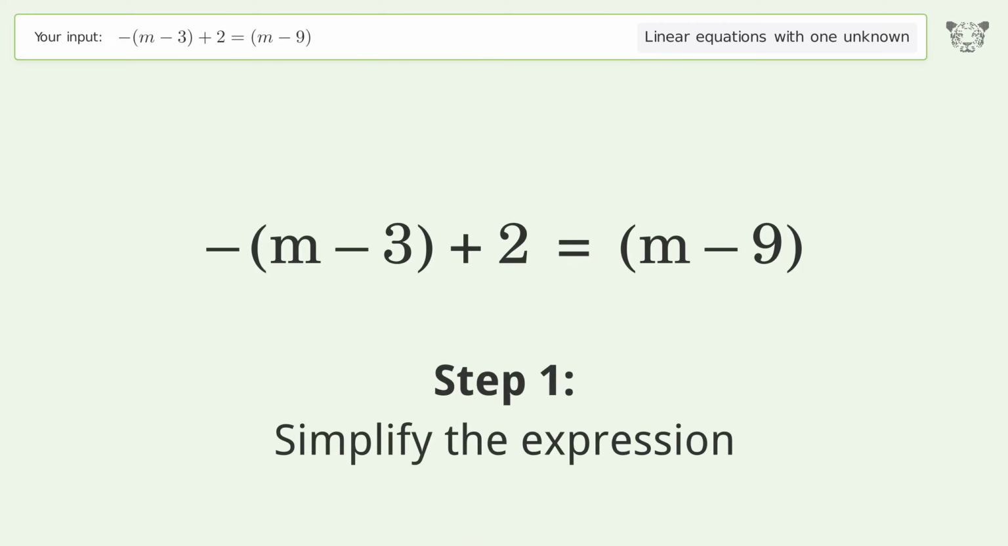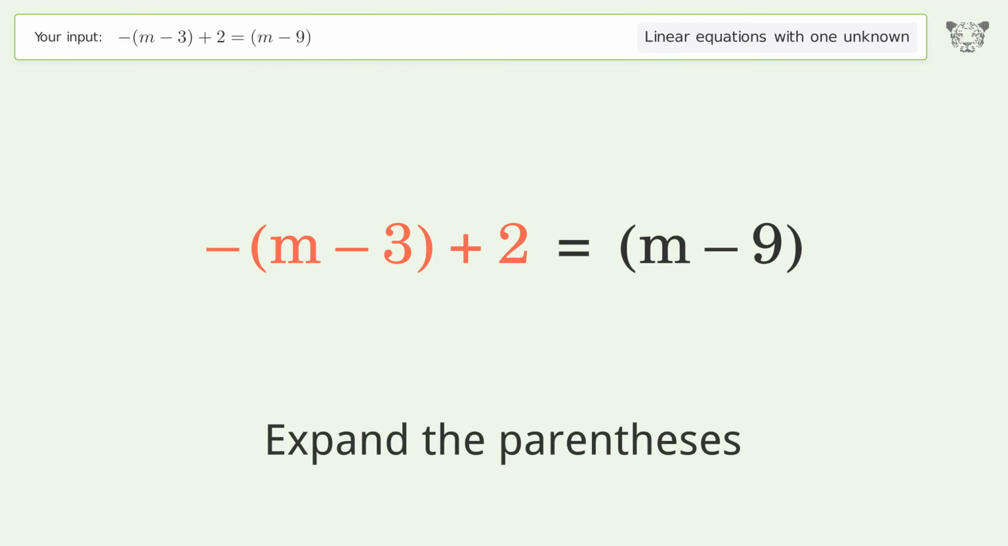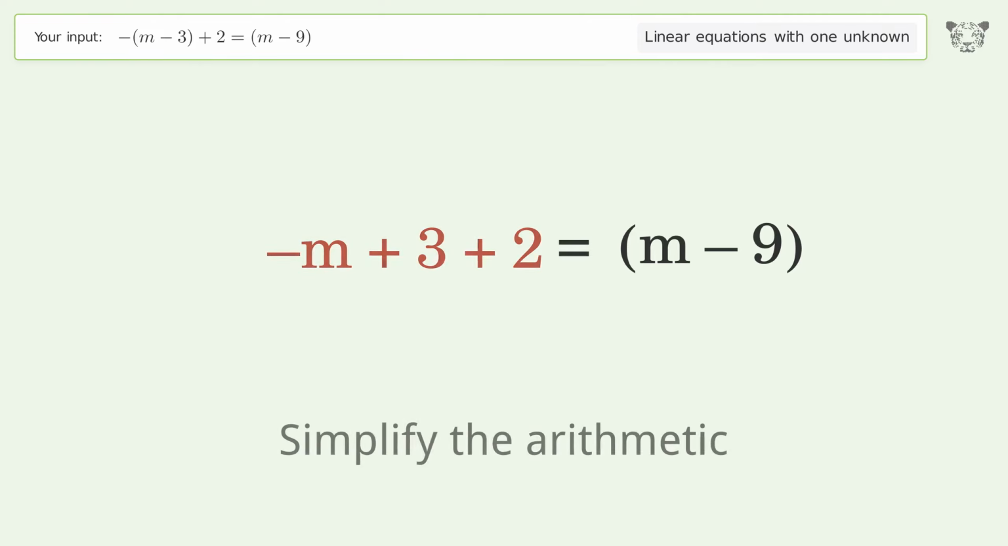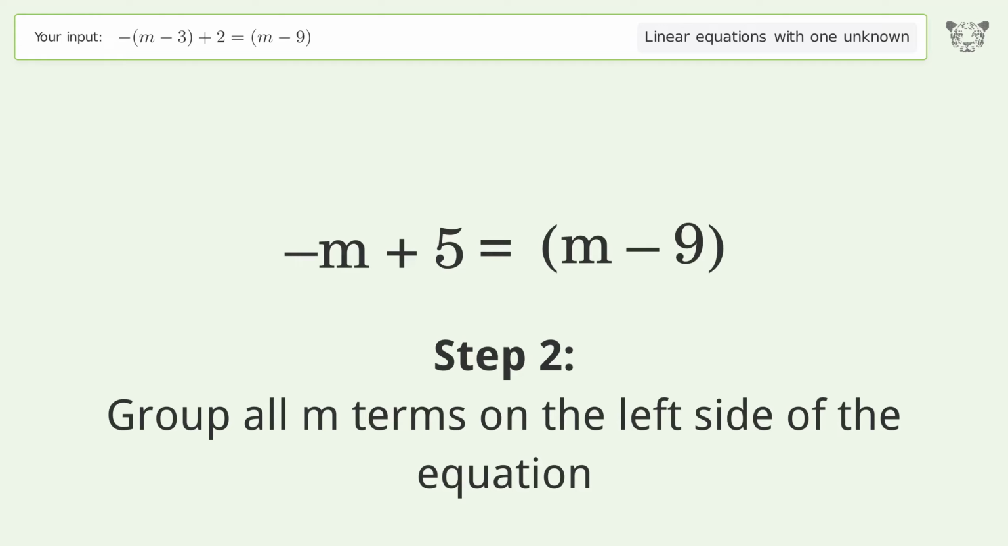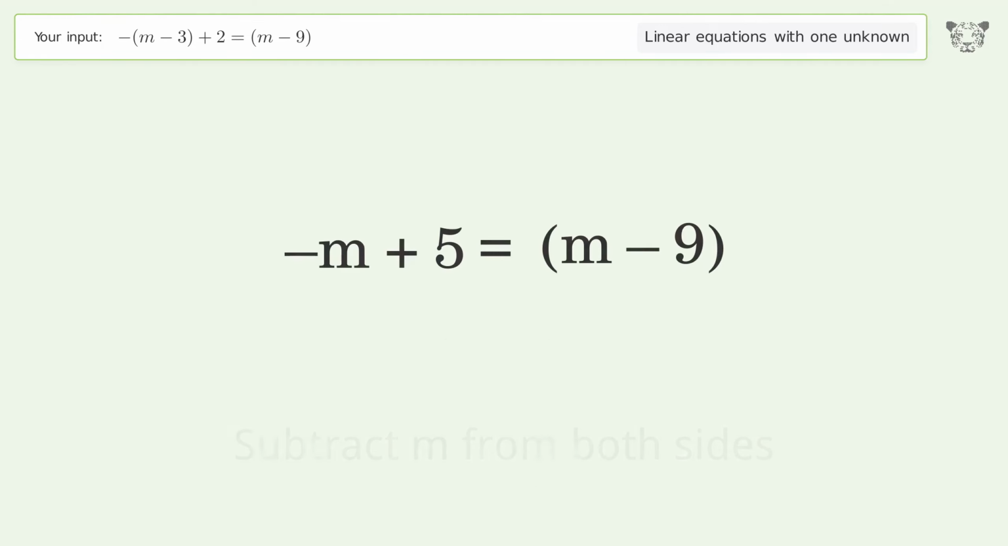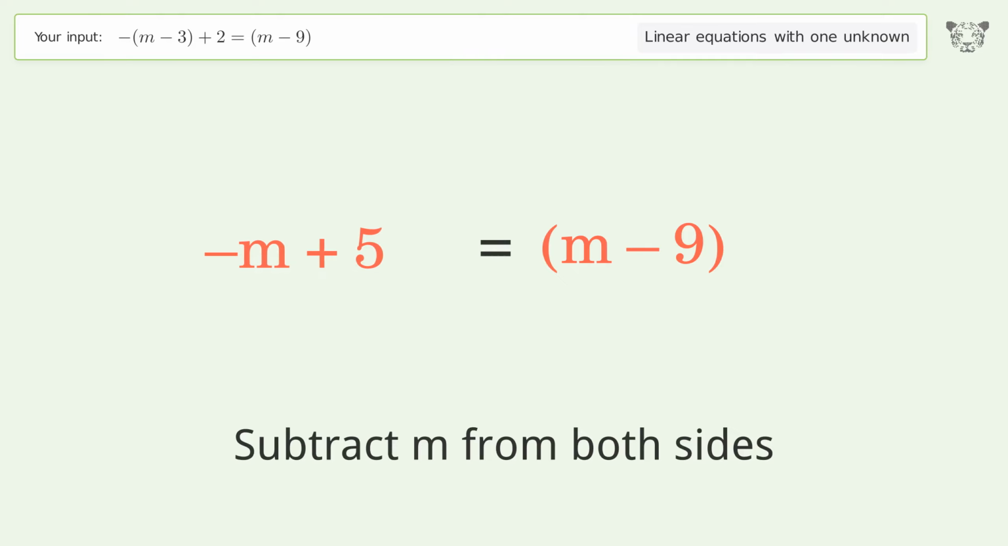Simplify the expression. Expand the parentheses. Simplify the arithmetic. Group all m terms on the left side of the equation. Subtract m from both sides.